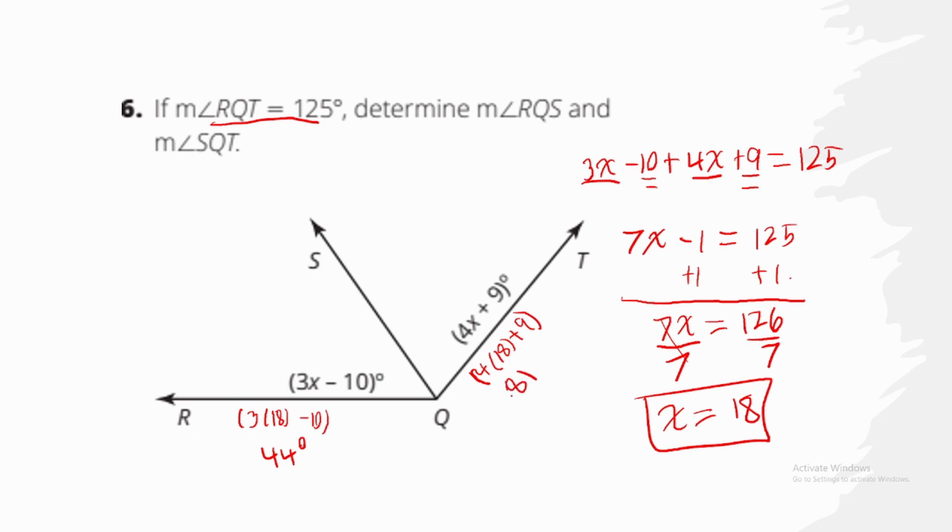And you know if you did this right, because what is 44 plus 81? Yep, you guessed it. That gives me 125, which is exactly what we wanted. We did our problem correct here.